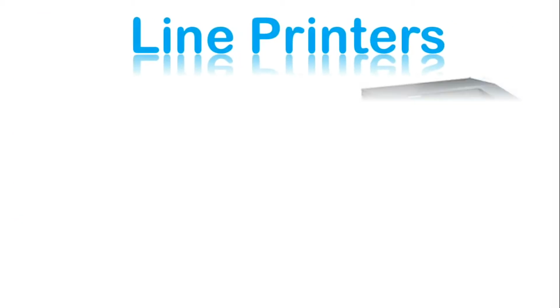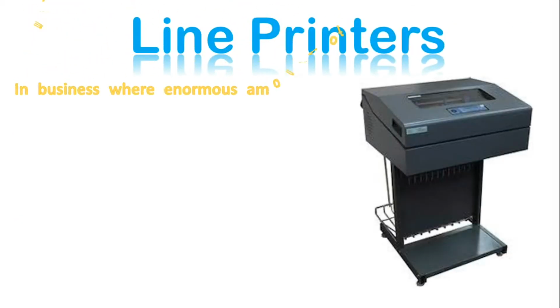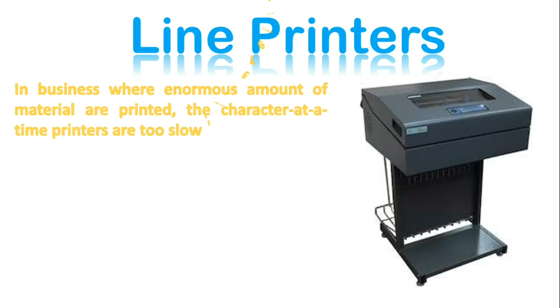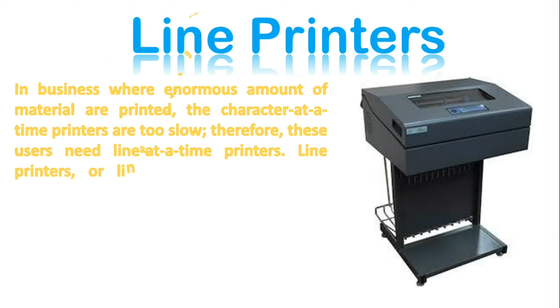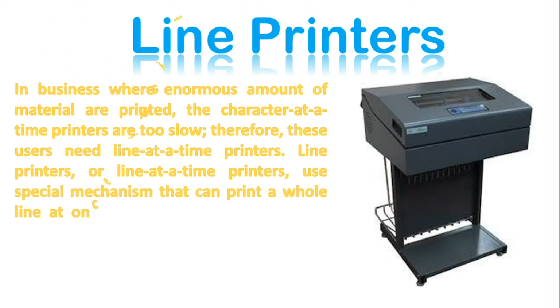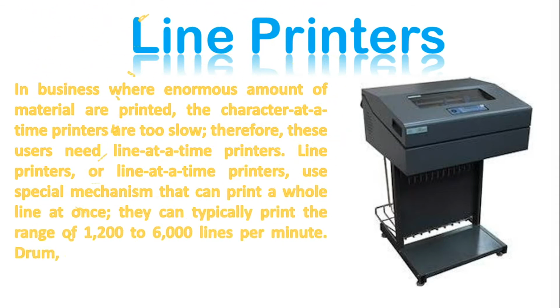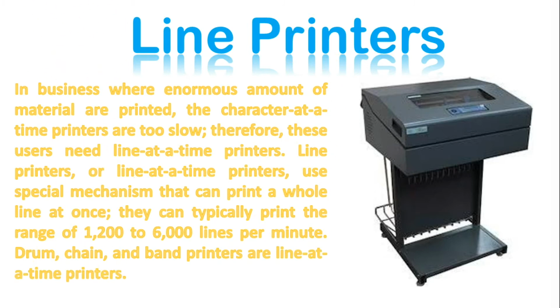Line printers. In businesses where enormous amounts of material are printed, the character-at-a-time printers are too slow. Therefore, these users need line-at-a-time printers. Line printers use a special mechanism that can print a whole line at once. They can typically print in the range of 1,200 to 6,000 lines per minute. Drum, chain, and band printers are line-at-a-time printers.